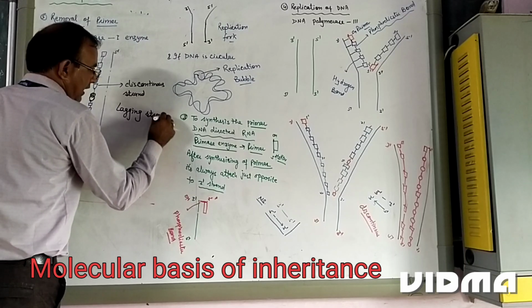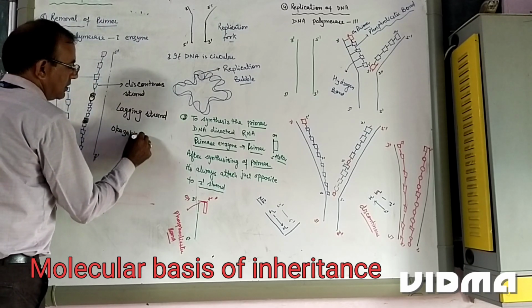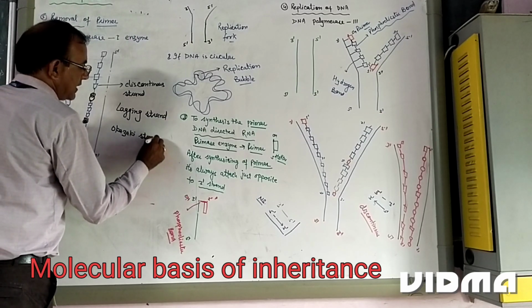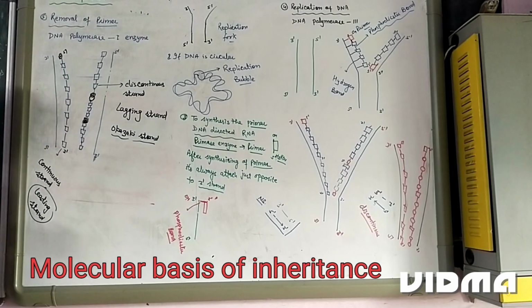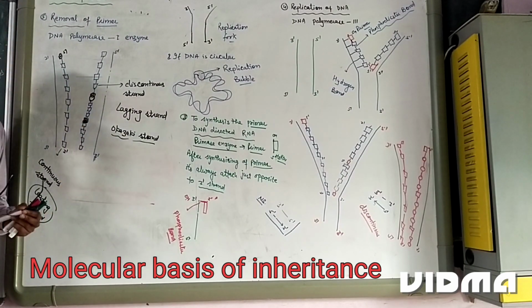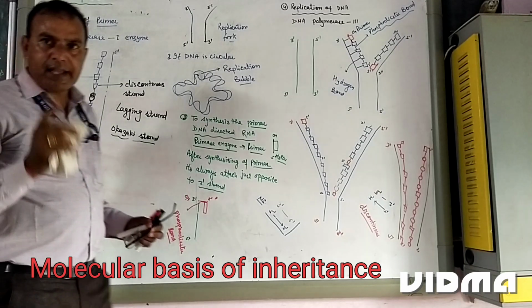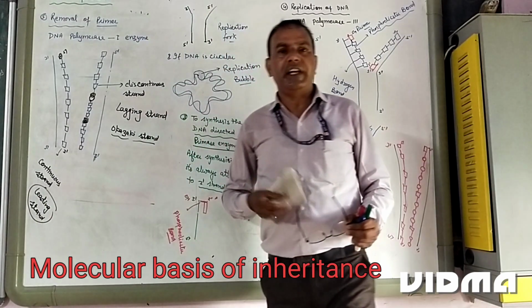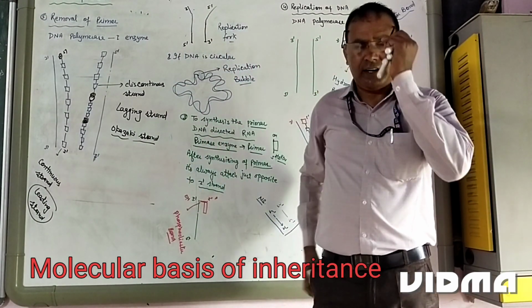It is also known as the Okazaki strand. Why is it called Okazaki? Because there are some gaps present here, and the strand with gaps is known as the Okazaki strand. Why is it called the lagging strand? The lagging strand is discontinuous and takes more time than the leading strand, so it is called the lagging strand.